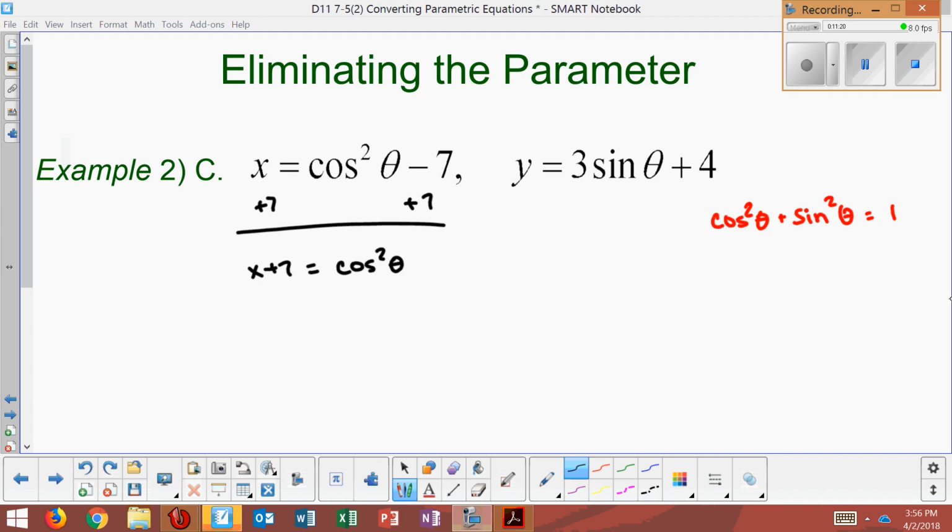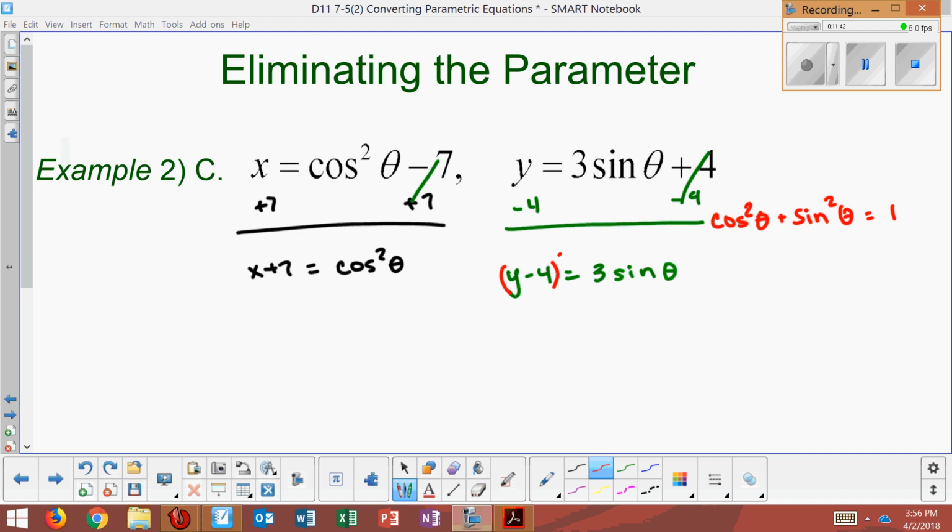Now I come over here, and to get this one in the right form, I'm going to first subtract 4 on both sides. So that goes away. That one went away over there. So I have y minus 4 equals 3 sine theta. Next, I need to divide this by 3, or I could square it. Let's just go ahead and square it.